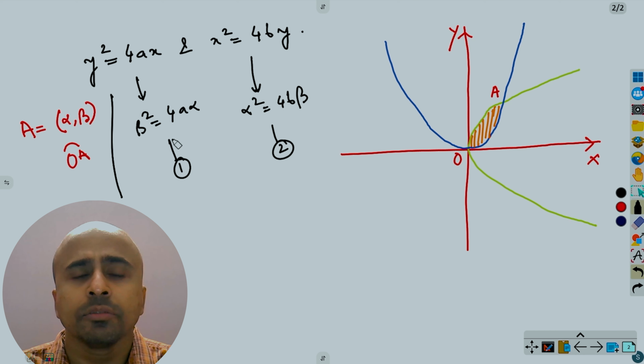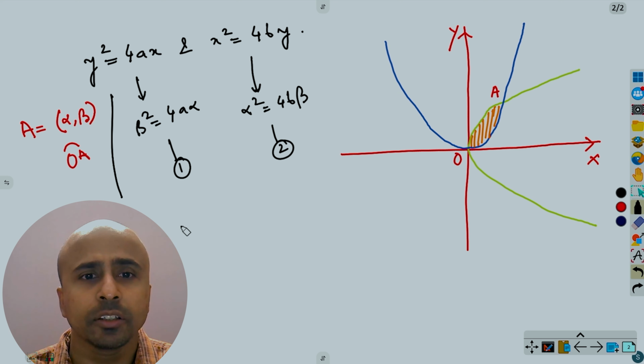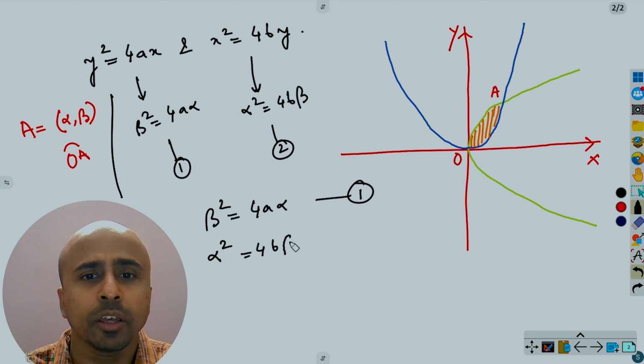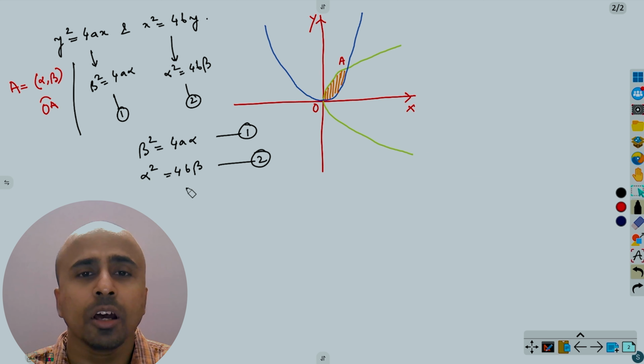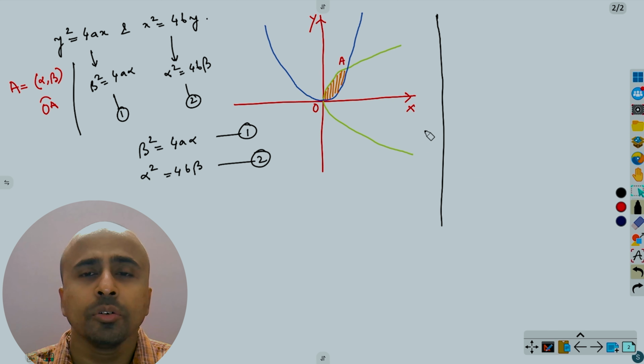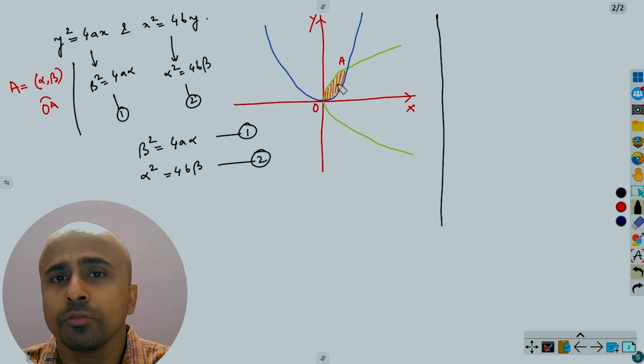We have this equation 1 and we have this equation 2. Let's write it clearly so that you can understand. We have this relationship between alpha and beta in our hand. Now what we are going to do is, we have to evaluate the area of this region.